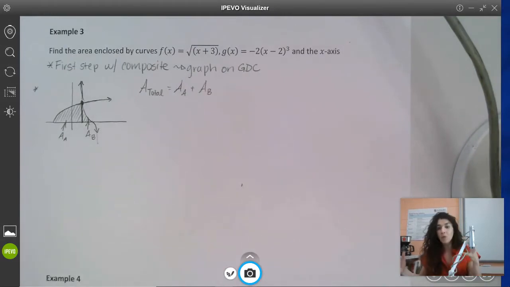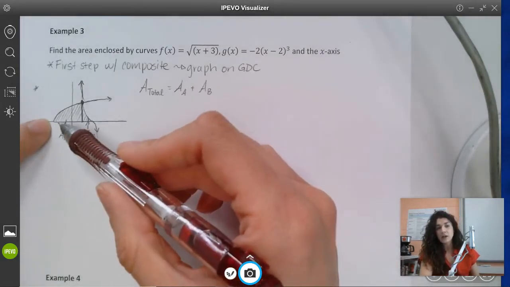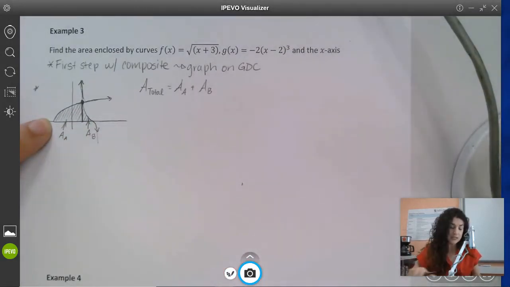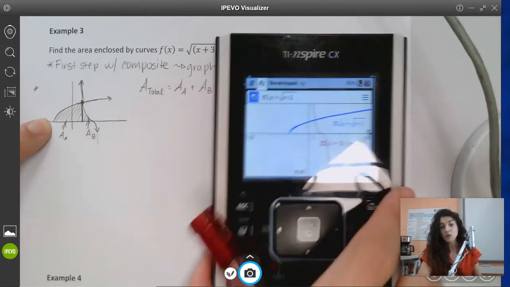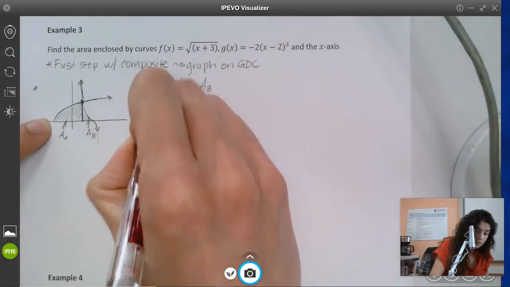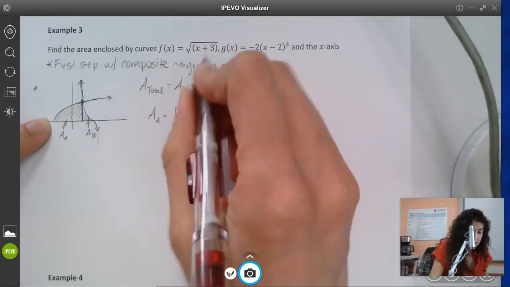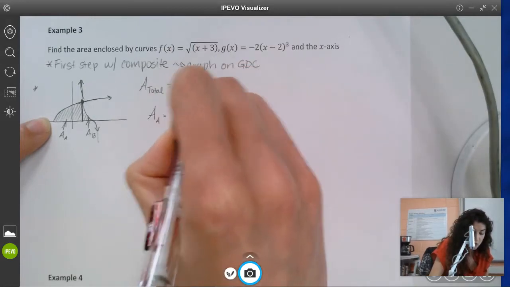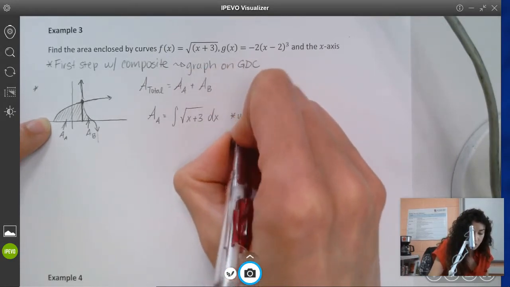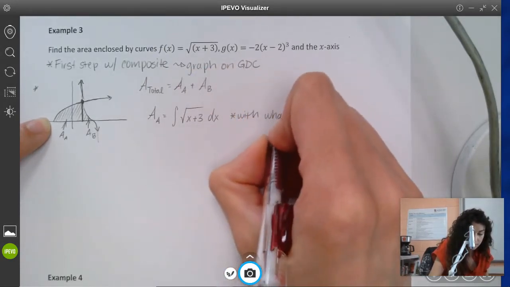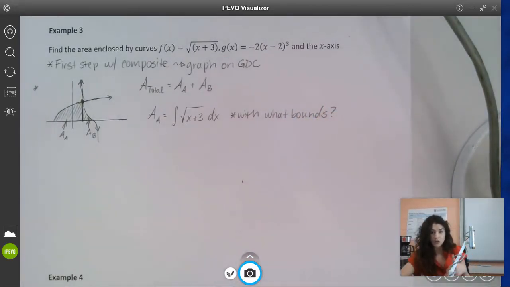So if we wanted to break it up one by one, well, okay, the area underneath area A, underneath this first curve, which you can see is blue. And if you scroll up, you'll see that blue was your square root function. So just dealing with the area under A, we're finding the integral of this guy, the square root of x plus 3 dx. But our question is, with what bounds, right? From where to where? To find the area, we need to know where we start and where we end.